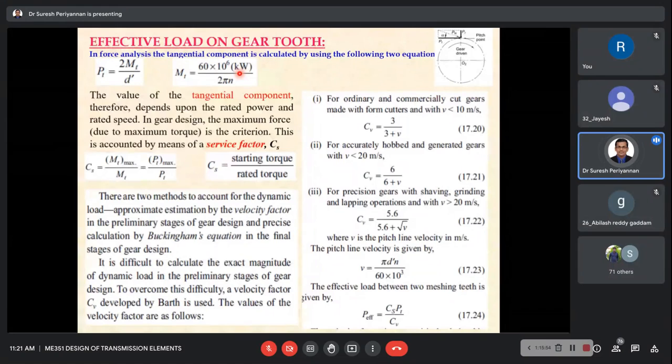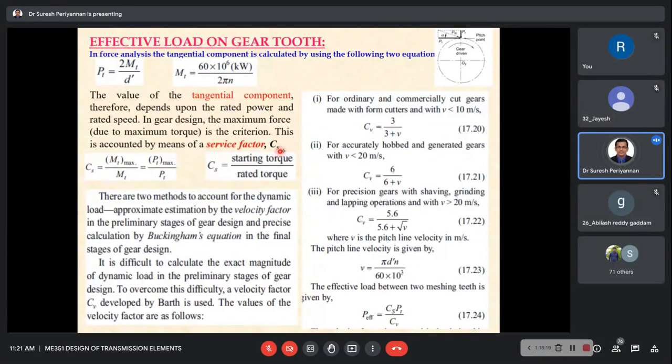Okay, now see here, this is the value of the tangential component that depends upon the rated power and rated speed. In gear design, we are considering the maximum force criterion, I mean, the maximum force criterion due to maximum torque transmission. We are introducing another factor, the service factor.